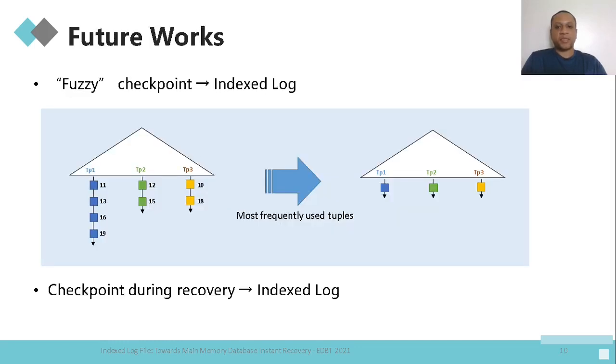As future work, we intend to implement a fuzzy checkpoint to the indexed log to accelerate the recovery process and free up log space. The idea is to propagate log record actions for the most frequently accessed tuples. For each of those tuples, a single log record is generated in order to replace the previous log records in a leaf of the B plus tree.